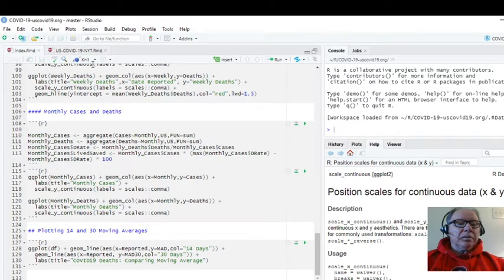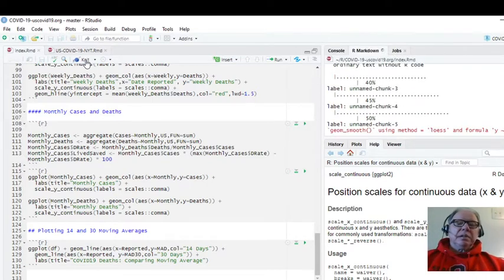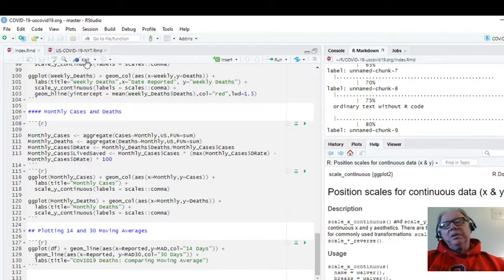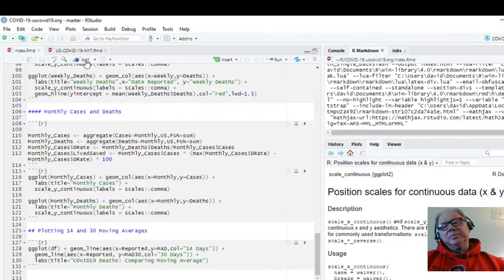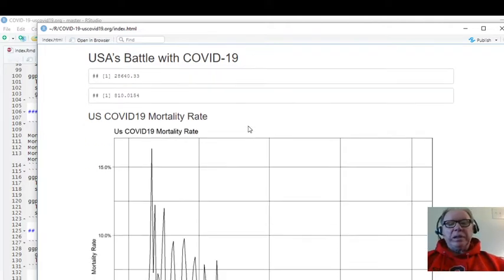Okay, so let's go ahead and run the final report for the US. See if our numbers are looking any better. So we're currently averaging 20,640 cases per day, 810 deaths per day.